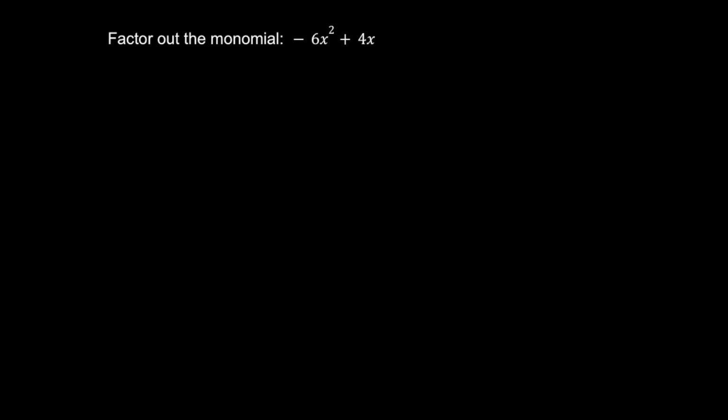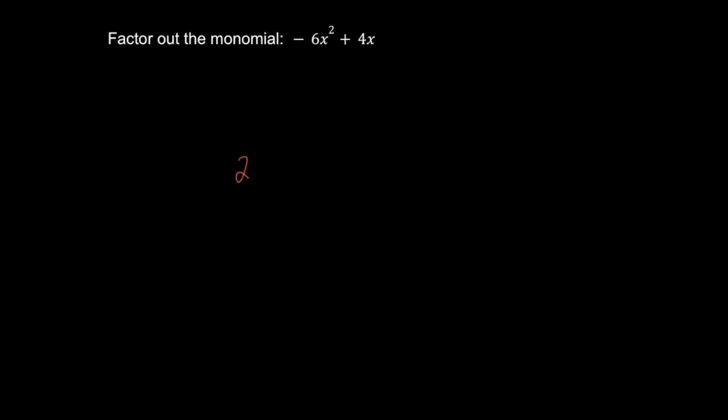In this example, I'm going to be pulling out the common monomial, or factoring the common monomial. To do that, I'm going to look for three things. The first thing I'm going to look for is the greatest common factor between all the terms, number-wise. So between 6 and 4, the biggest number that goes into both 6 and 4 is 2. So 2 is the biggest number that goes into both.